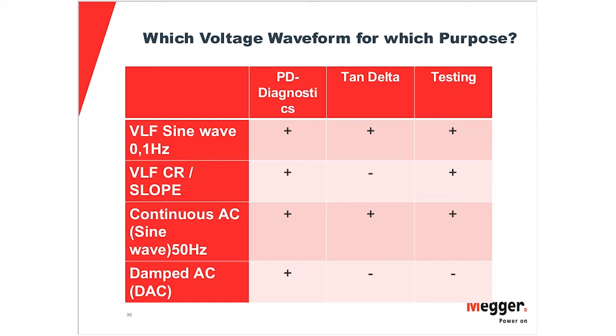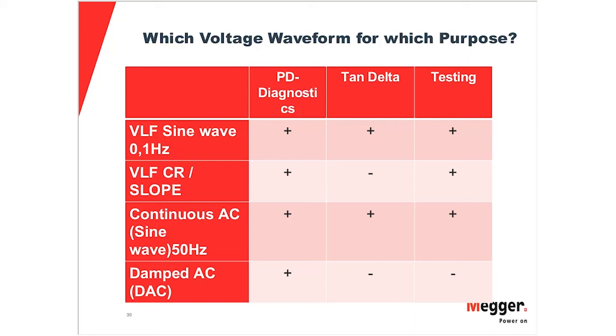Now we have been talking about different wave shapes, and it may be a bit confusing. So with this slide I tried to indicate what test can be done with what wave shape. If we start here with VLF sinusoidal, you can see it is good to be used for partial discharge, it's good for Tan delta, and it's good for applied high voltage test or pressure test, as you may say. In contrast, the cosine rectangular is good for partial discharge, cannot be used for Tan delta, and of course can be used for pressure test.